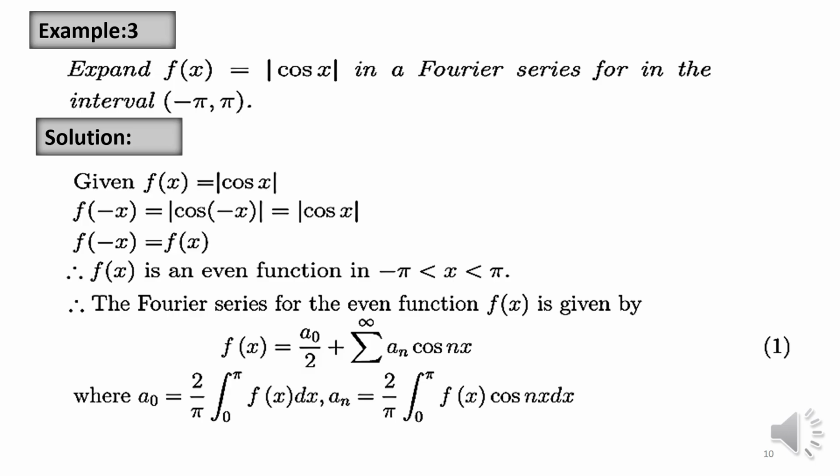Okay, and the limit is from minus pi to pi, f of x dx. So it is from minus pi to pi, so I can write it as 2 by pi, because the b n value is not there, right?